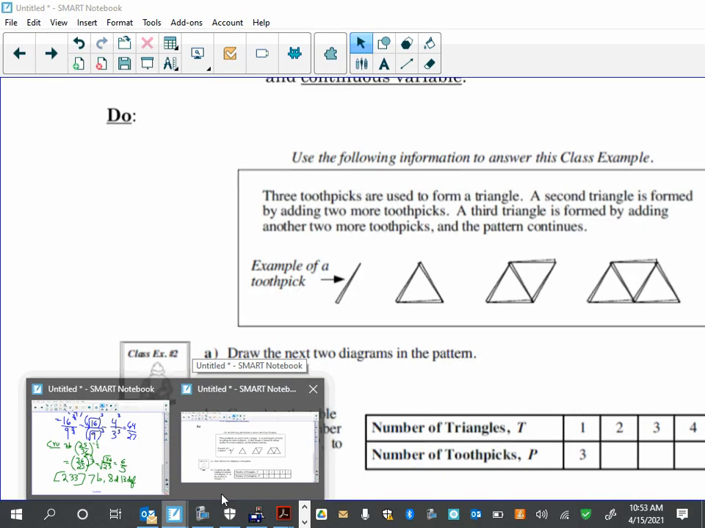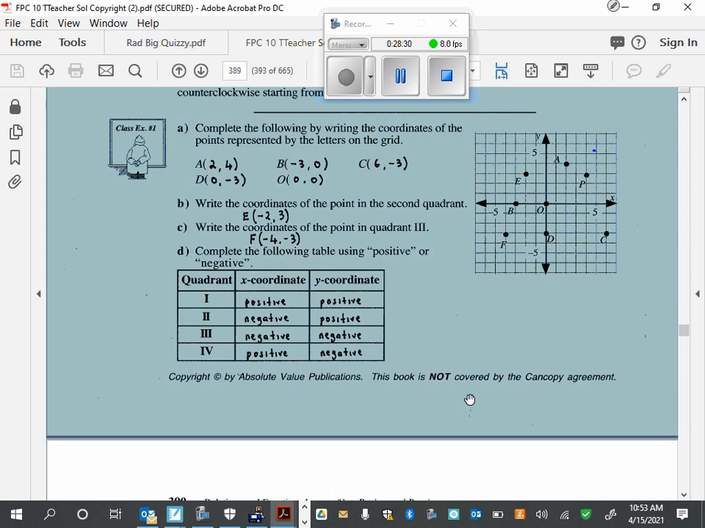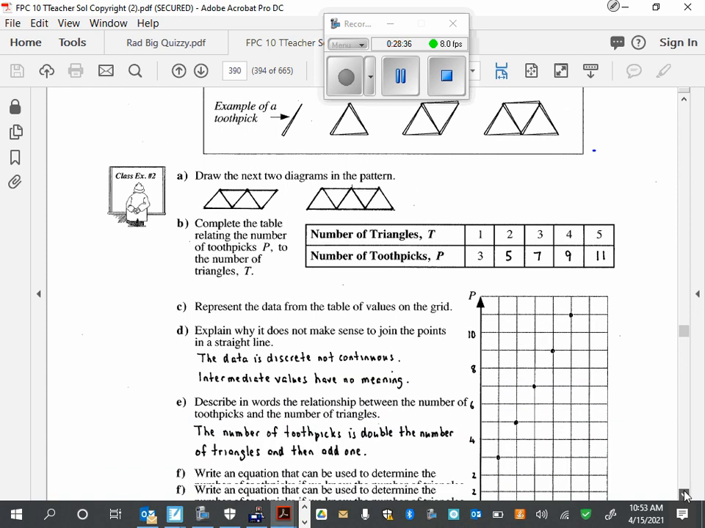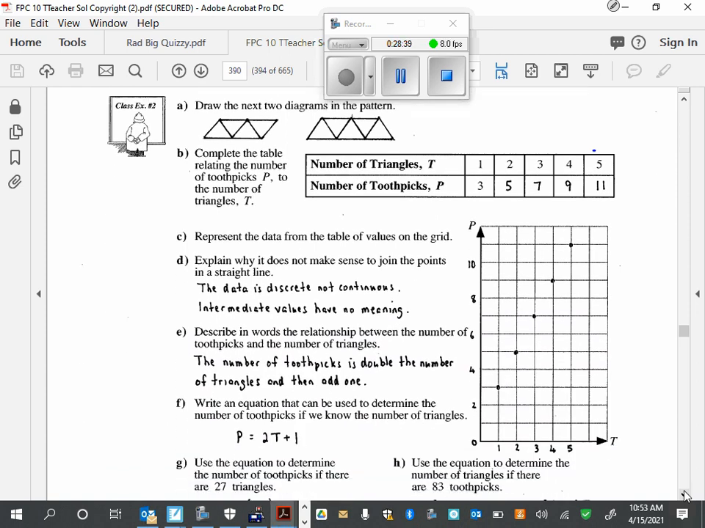You missed it. Okay, here you go. Pay attention and make sure you got the equation. So can you have 2.5 triangles? Not really. Can you have 2.5 toothpicks? Yeah, you could. Don't forget to do this part. I've seen students do everything right and forget the easiest part. Did you draw the next 2 diagrams, or did you just skip over it and go to the table? So make sure you answer all of these.